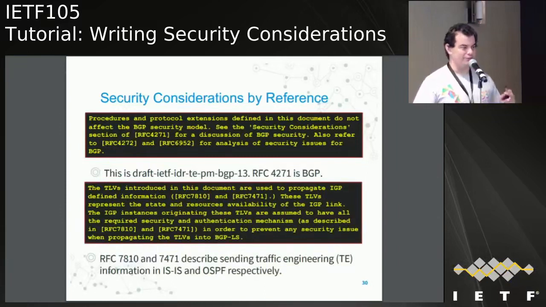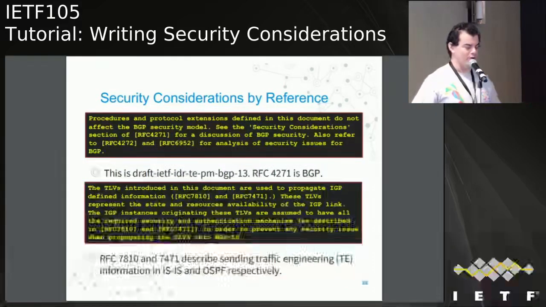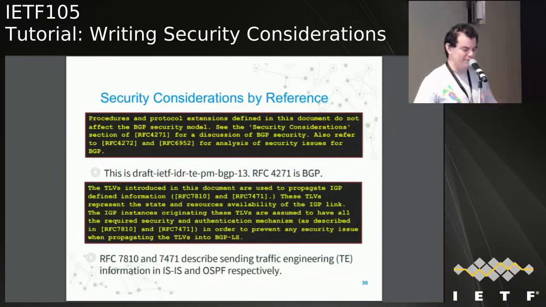But this is not all that there is in the section. The other paragraph says, the TLVs introduced in this document are used to propagate IGP-defined information, same as in RFC 7810 and 7471. These TLVs represent the state and resource availability of the IGP link. The IGP instances originating these TLVs are assumed to have all the required security and authentication mechanisms as described in those two documents in order to prevent any security issue when propagating TLVs into BGP-LS. Okay.